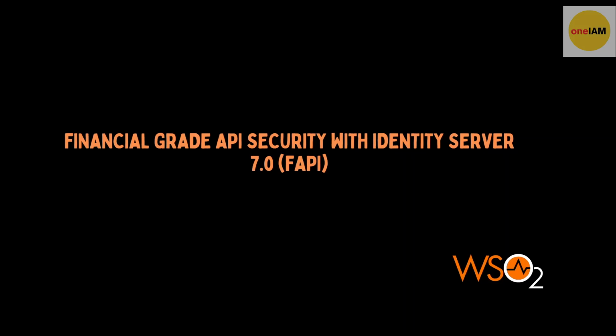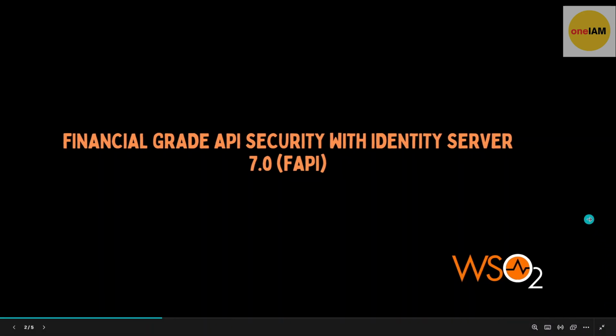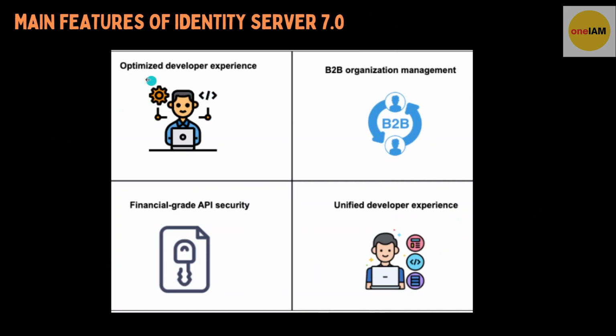So today for the first time we are going to show you an end-to-end demo of financial grade API security. Before I start with the video, let me remind you of what is coming out of the WSO2 Identity Server 7 release. In this release we get optimized developer experience, business to business organization management, financial grade API security and unified developer experience. As you can see in this quadrant, financial grade API security is one of the key achievements in this Identity Server 7 release.